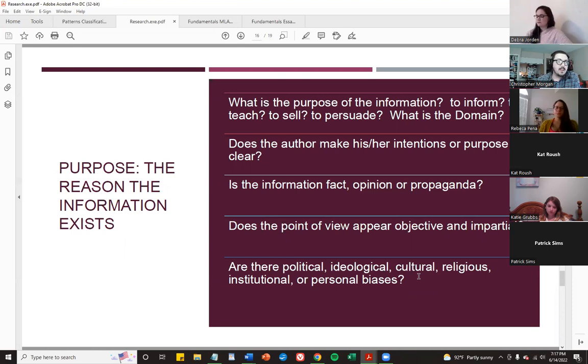Is the information facts, opinions, or propaganda? Propaganda has a really bad rap. It's a pretty inherently negative word nowadays. I like to make this distinction. Propaganda is when people try to sell you political ideas. Advertising is when people try to sell you products. They're the same thing, though. They're either selling ideas or they're selling products, right?